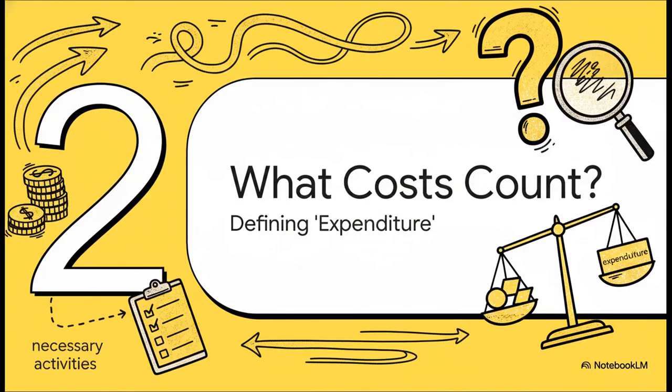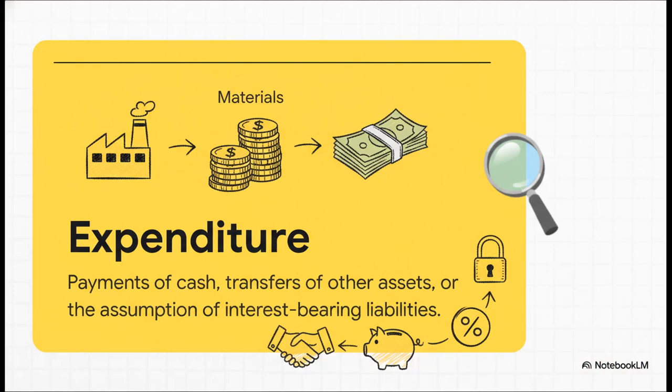Okay, on to our next section. What costs count? Now that we know when to start the clock, we need to be crystal clear on what we're actually tracking. So let's define what expenditure really means. Expenditure is a bit broader than just cutting a check. Of course, cash payments for materials or labor are in there, but it could also be you transferring other assets as a form of payment, or even taking on an interest-bearing liability as part of the deal.